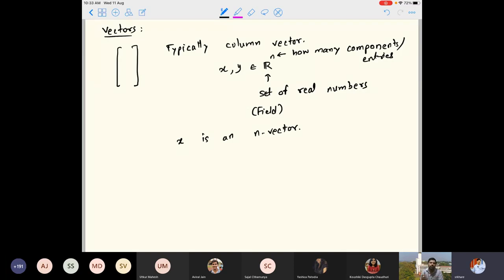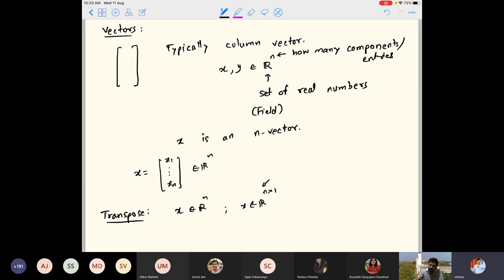So x is generally x1 up to xn. This belongs to Rn, meaning x1, x2, up to xn are all real numbers. How many entries in the list? N entries in the list. And this is what the vector really looks like. The first and simplest operation on a vector is transpose. So x in Rn is basically the same as saying x is in Rn cross 1. That means there are n rows and one column.